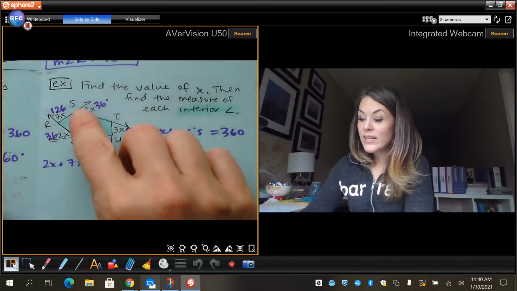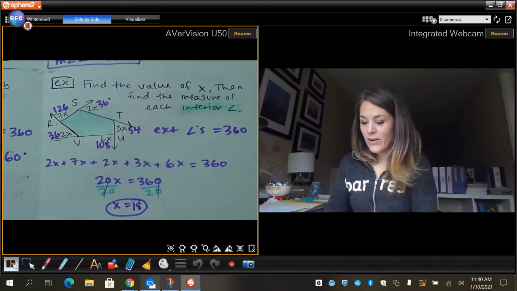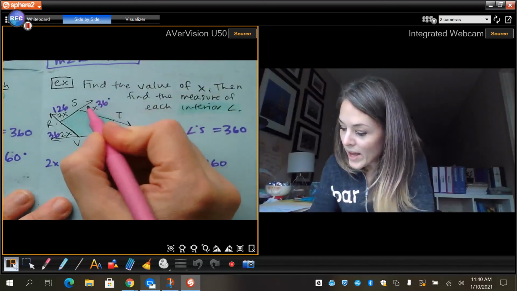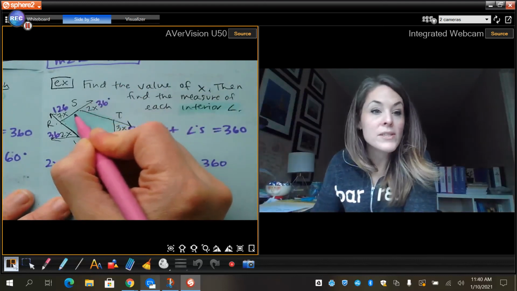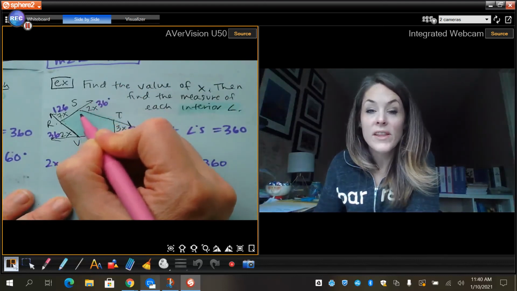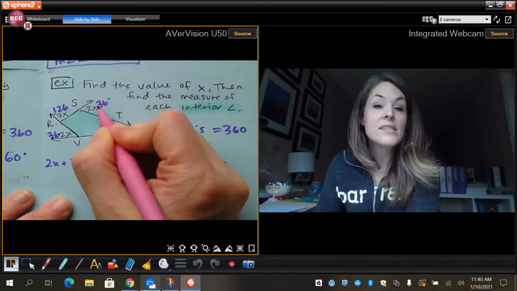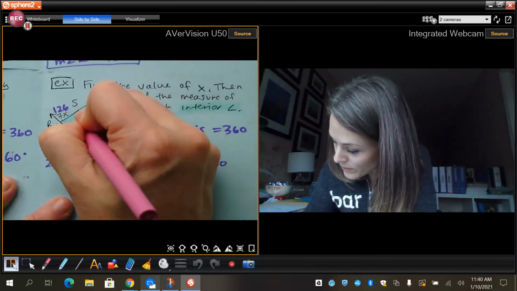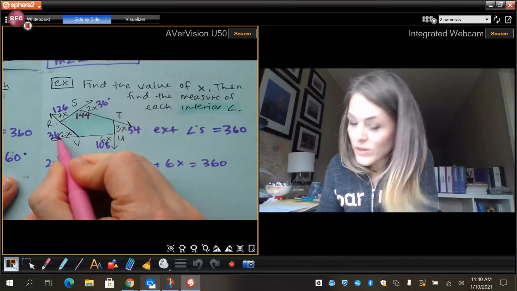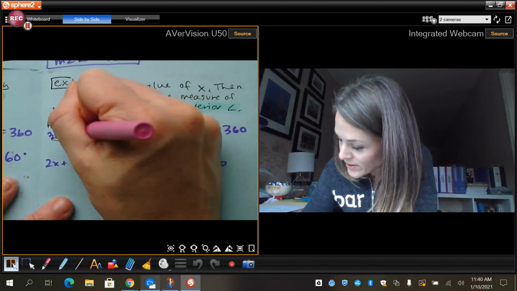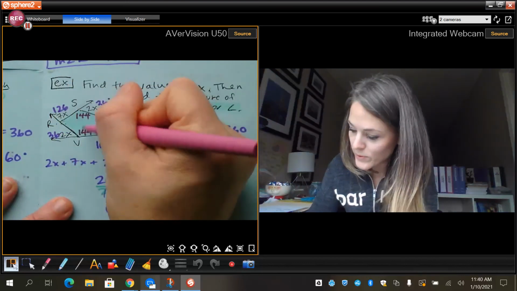Then I'm going to use that idea of the linear pair. I know that the exterior and the interior angle always add up to 180. So I'm going to use that to find the interior angles. For this 36 degrees, I'm going to do 180 take away 36, and that gives me 144. This one was also 36, right? So the interior angle here is also 144, since those ones were the same.